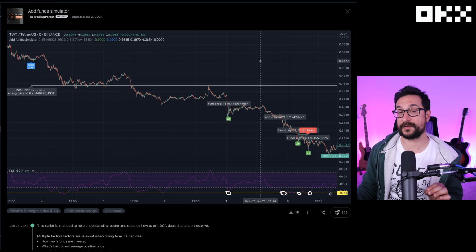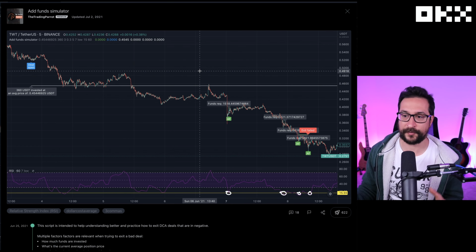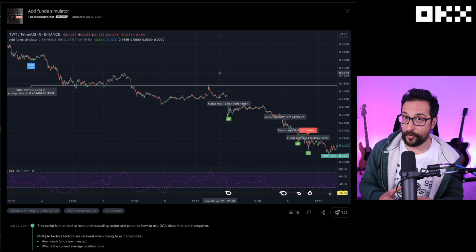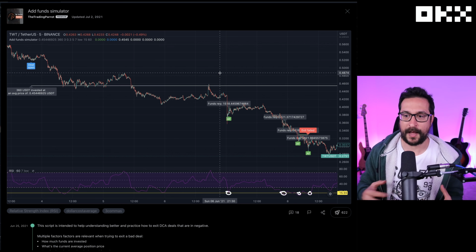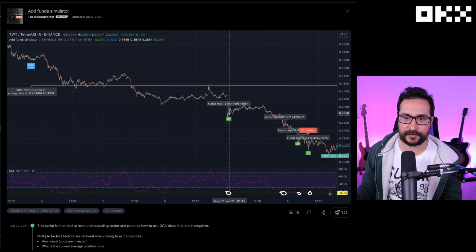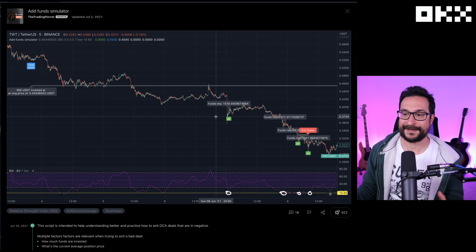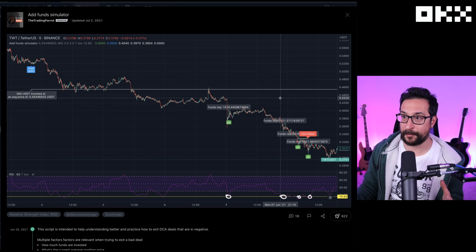Almost 2 years ago, we released an indicator called Add Fund Simulator for free that was offered as an educational tool, so you can simulate what will happen if you add funds based on certain TA conditions to try to rescue a deal that is in the red. This helped a lot of people to learn better how to rescue their own bags.